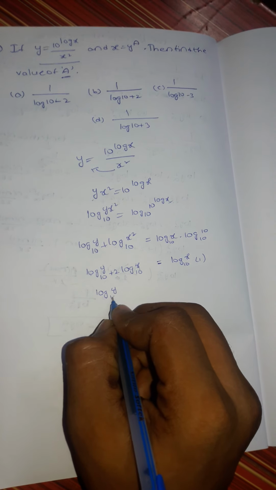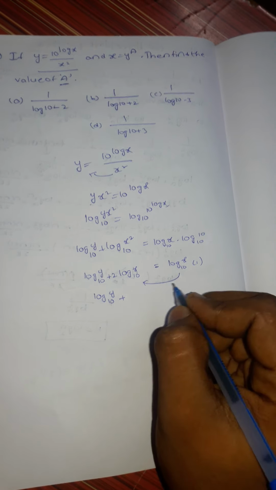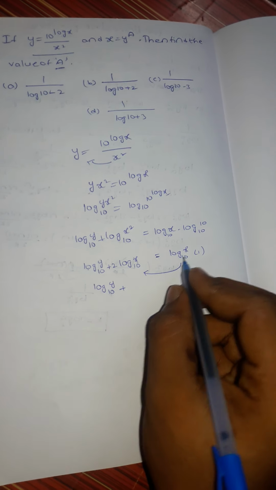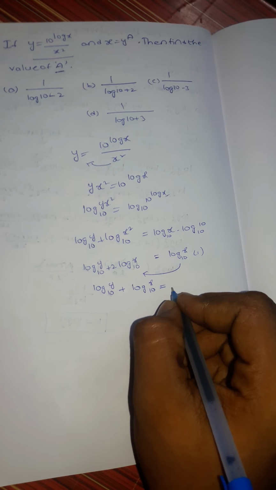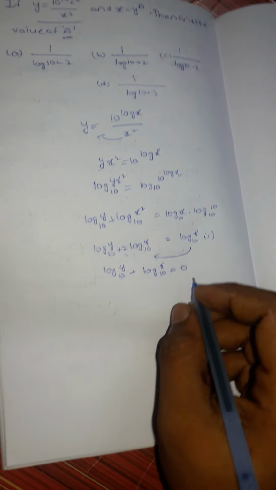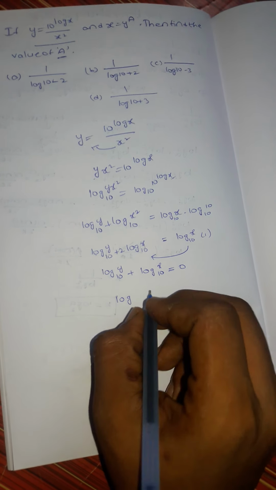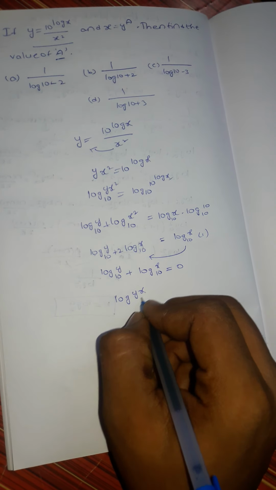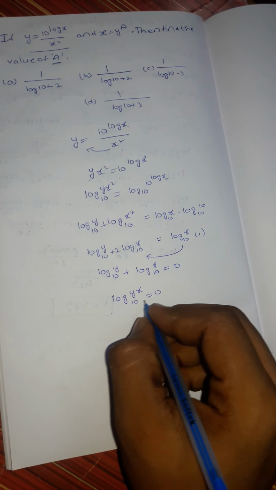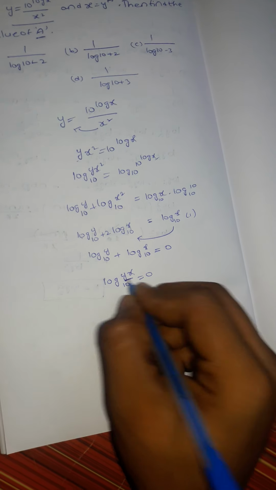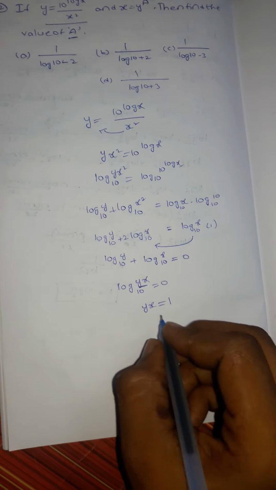Log y base 10 plus, bringing this to the left hand side, we get 2 log x base 10 minus log x base 10, that is log x to the base 10 is equal to 0. This can be written as log yx to the base 10 is equal to 0. When the value is 0, we have only one condition, that is yx should be equal to 1.